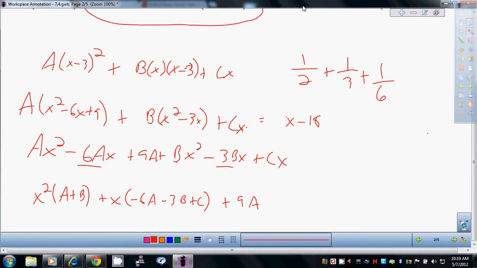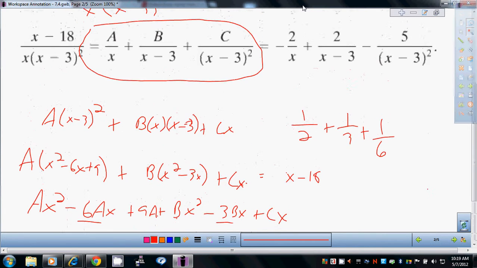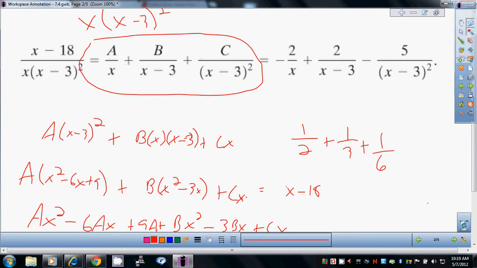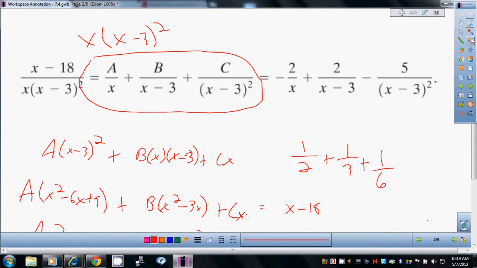How many just numbers were there? Negative 18. So we put 9a equal to negative 18, and solve. Now when you're done with that, all you have to do is backtrack to this step and plug those in. So what we say the answer was 2, negative 2, and negative 5. And here you go. You plug them back in and you're done.